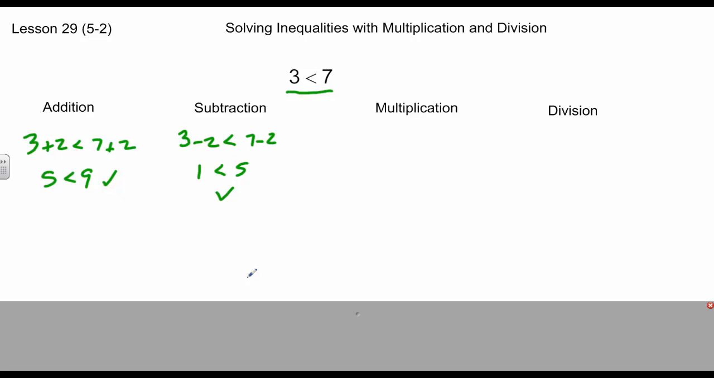Let's multiply both sides. If I multiply both sides by 2, I have 3 times 2 is less than 7 times 2. And I get 6 is less than 14. So that seems to hold true as well. And let's try division just for kicks. We'll take 3 divided by 2, and that should be less than 7 divided by 2. This is 1.5. This is 3.5. And it appears that division holds true as well.